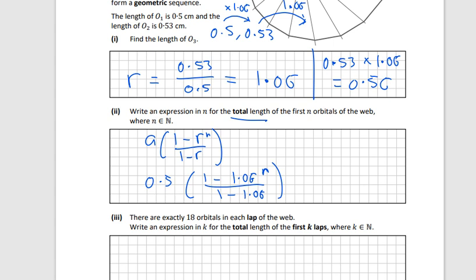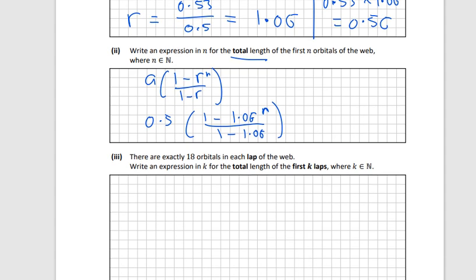And I don't think there's much you can do with that then. You could simplify the bottom there if you want, but it doesn't tell you to, it just says to write an expression for n.